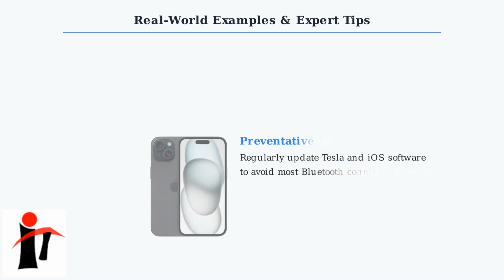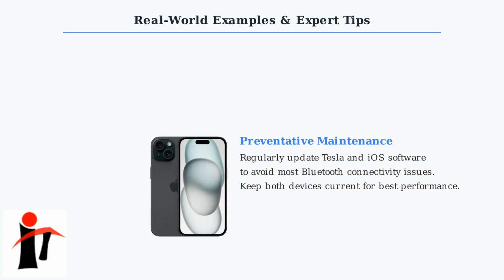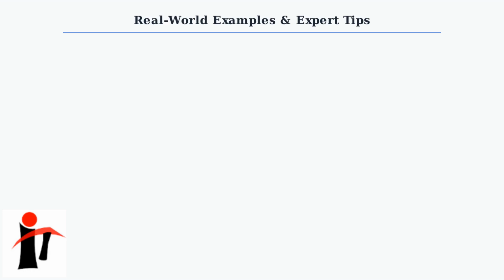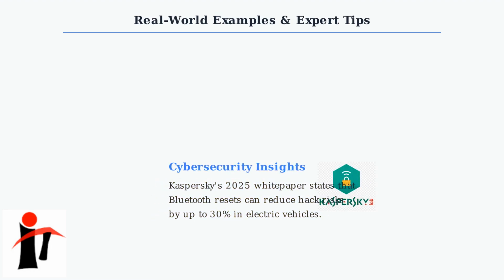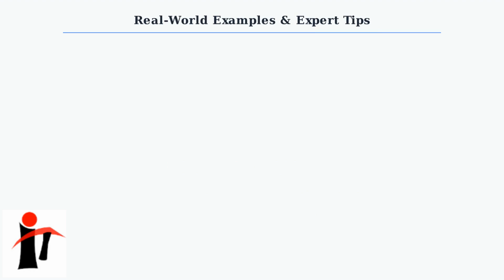Experts emphasize preventative maintenance as the best approach. Regularly updating both Tesla's vehicle software and your iPhone's iOS prevents most connectivity problems from occurring in the first place. From a cybersecurity perspective, Kaspersky Labs' 2025 white paper highlights that performing Bluetooth resets can significantly reduce hacking risks in electric vehicles by up to 30%, protecting your car's systems from potential vulnerabilities.